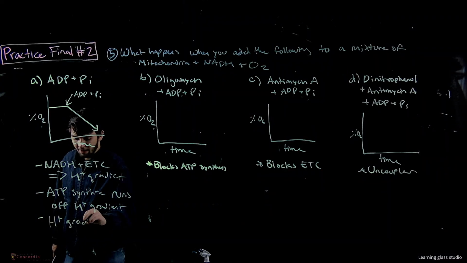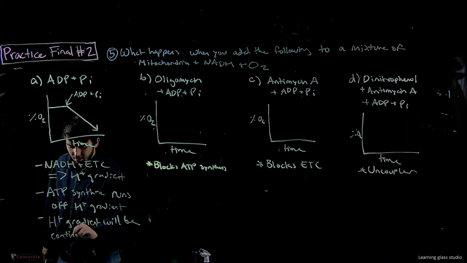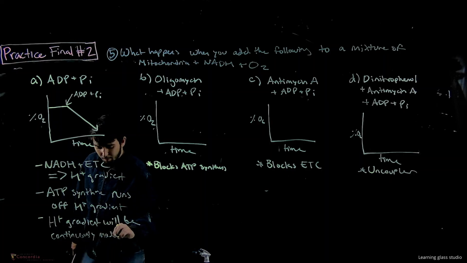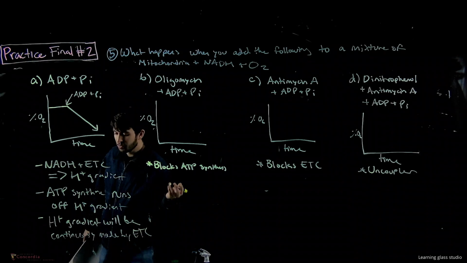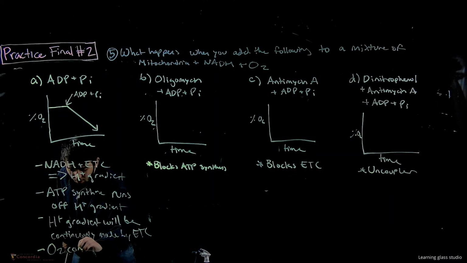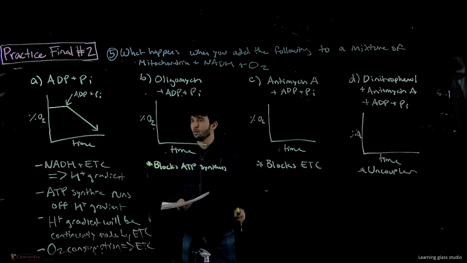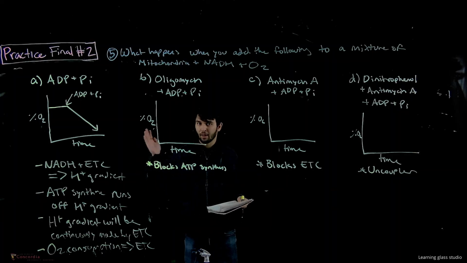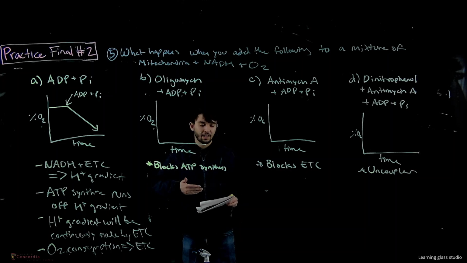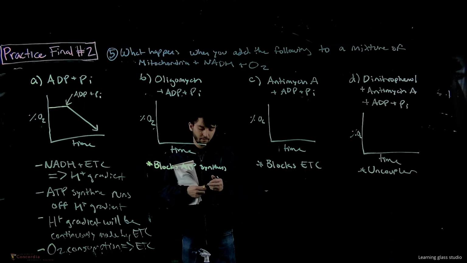The H plus gradient will be continuously made by the electron transport chain. So the electron transport chain will still be active, and this leads to O2 consumption. Remember, O2 consumption is by the ETC, specifically complex 4, right? So when we add ADP, this essentially allows for the dissipation of the H plus gradient, and then once that happens, the electron transport chain can continue to be active, continue to rebuild that H plus gradient, and use up the O2. All right?